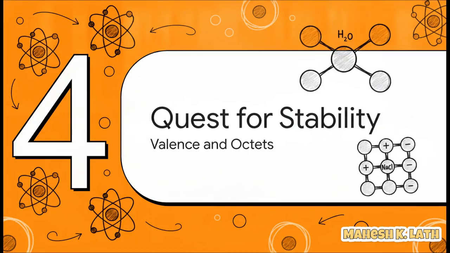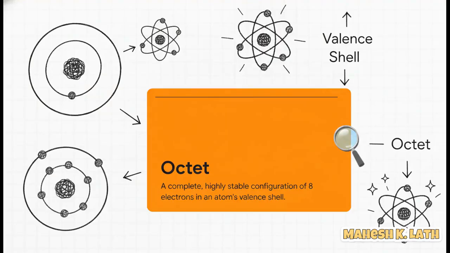Section 4, the quest for stability. Let's talk about why atoms actually interact with each other in the real world to form things like water, salt, or, well, literally everything around us. It is entirely driven by their unending quest for outer structural stability. The crucial terms to know here are valence shell and octet. The valence shell is simply that outermost shell of an atom that actually contains electrons.